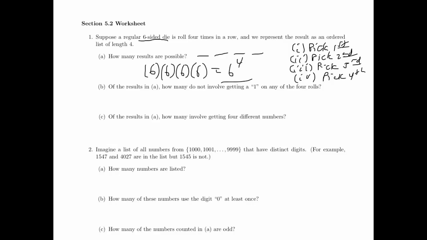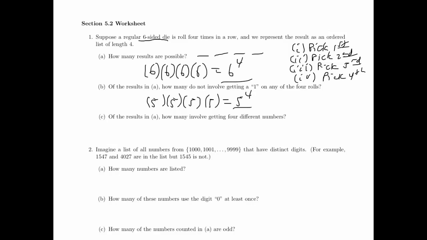In part B, we ask how many of these do not involve getting a 1, and all that really means is that in each of these steps, the algorithm is the same, but now when we say pick a first number, we're not allowed to use the number 1, so we can use any of the numbers 2 through 6 here. We have different choices for each of the 4 steps, but still the algorithm is the same. So now we'll have 5 choices for the first step, 5 for the second, 5 for the third, and 5 for the 4th step, and that gives us 5 to the 4th total outcomes.